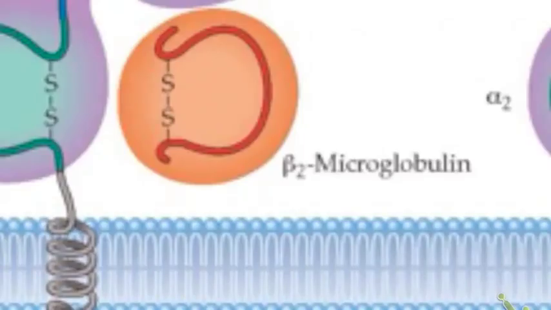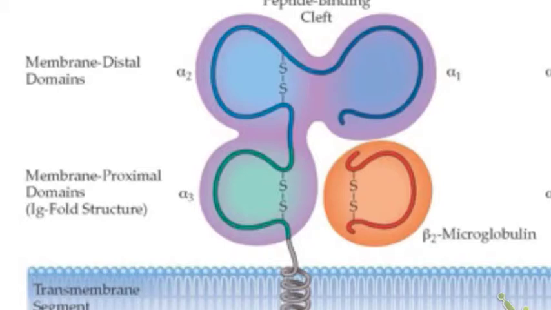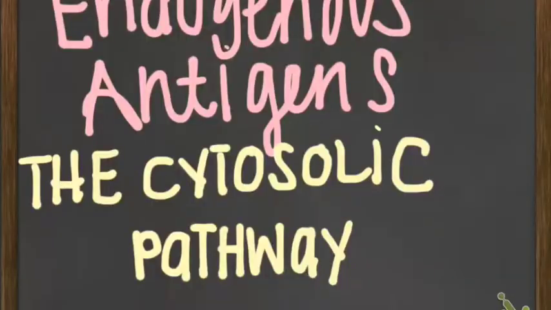The beta 2 microglobulin chain is composed of beta-pleated sheets, and it interacts with all three domains of the alpha chain to provide molecular stability and appropriate affinity for specific peptides within the binding cleft. Now that we know the structure, we want to know the purpose of this molecule. The purpose of this molecule is to alert cytotoxic T cells about intracellular activities. They accomplish this by binding small peptides and presenting them extracellularly.